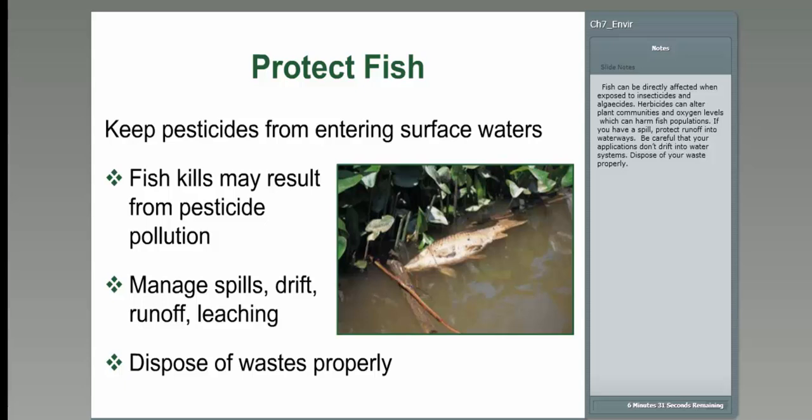Fish can be directly affected when exposed to insecticides and algicides. Herbicides can alter plant communities and oxygen levels, which can harm fish populations. If you have a spill, protect runoff into waterways. Be careful that your applications don't drift into water systems. Dispose of your waste properly.